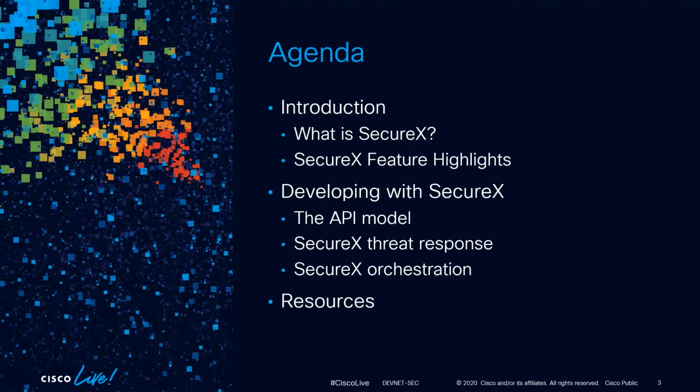You can find me on Twitter very rarely at SecondSite, and we're going to be talking about a number of things today. We're going to go through a brief introduction. What is SecureX? What is it for? We're going to go over some feature highlights that are going to be most relevant as we continue to talk about developing with SecureX. We're going to quickly go over the API model, and then we're going to get into some details and demos of SecureX Threat Response and SecureX Orchestration and how you can benefit from the available development opportunities that each of those offer. I'm going to leave you last off with some resources that you can use to learn more.